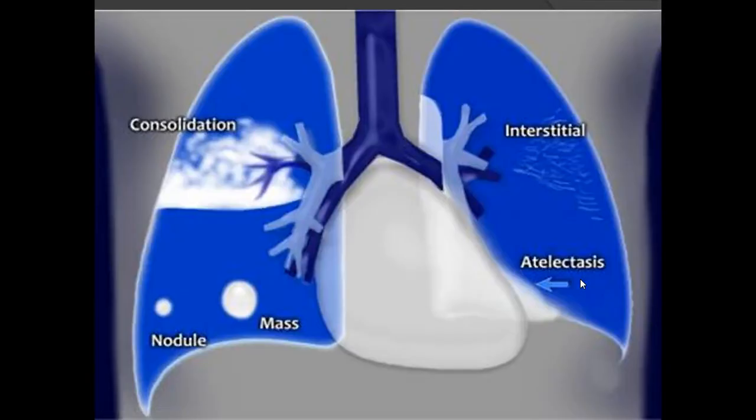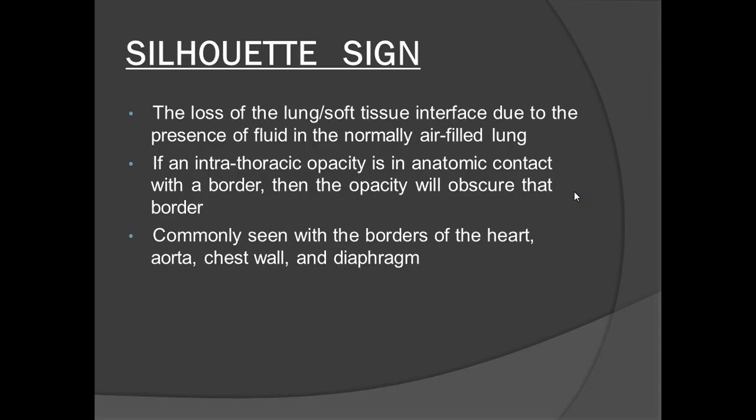And these are diagrammatic illustrations of the pathologies of the lung. Consolidation can be in the form of a mass or a nodule; a nodule is smaller in size compared to a mass. There may be lung collapse, which is labeled as atelectasis. There may be interstitial thickening due to pulmonary edema, pulmonary hemorrhage, alveolar proteinosis, or malignancies.